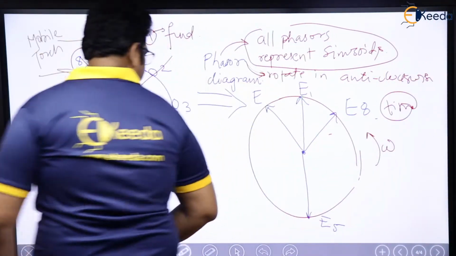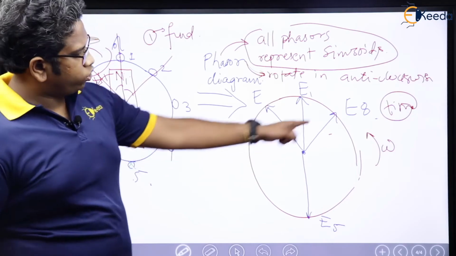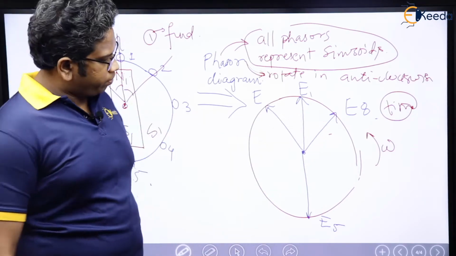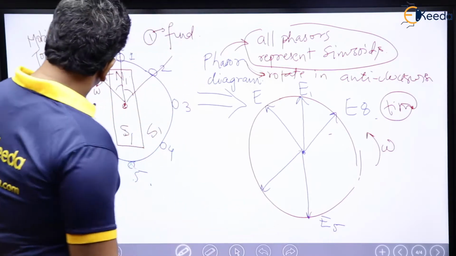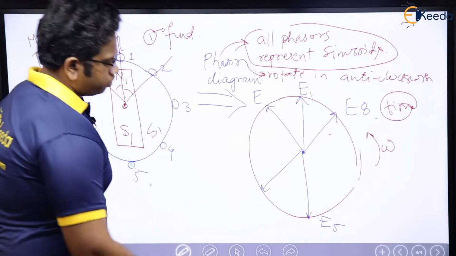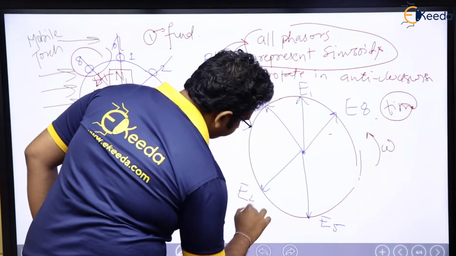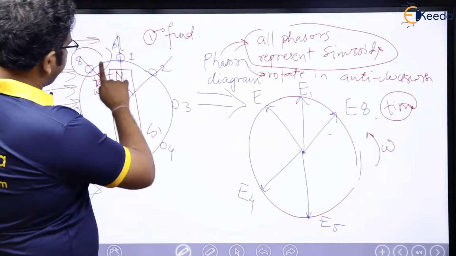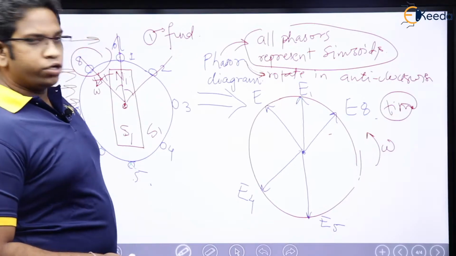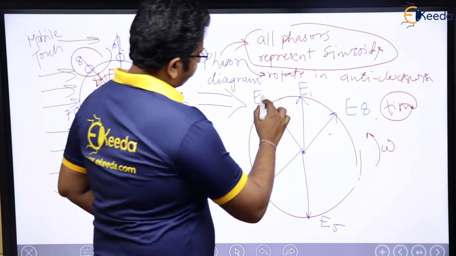Now, see here. The moment it is E8, what is there opposite to that? E8 opposite is E4. So here E4 is going to be there. Similarly, if this E8 is shown there, where will E2 be? E2 will be here only.